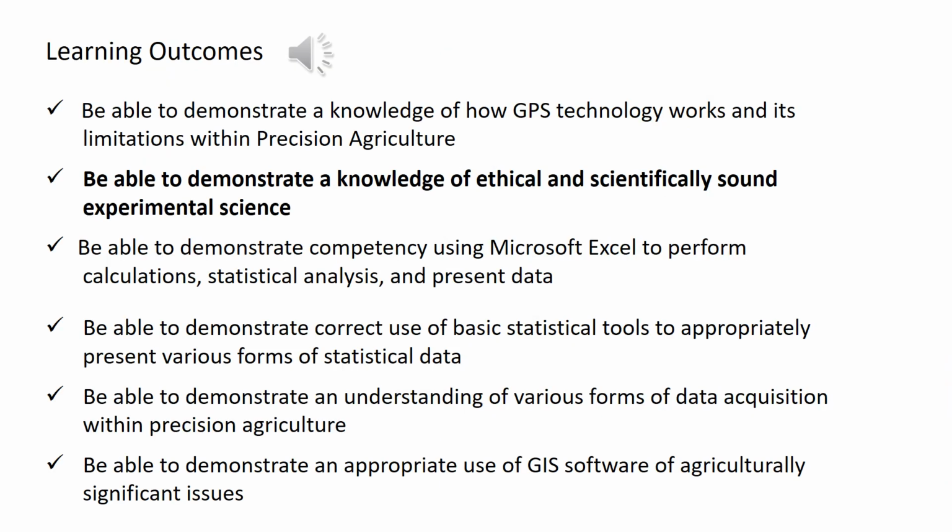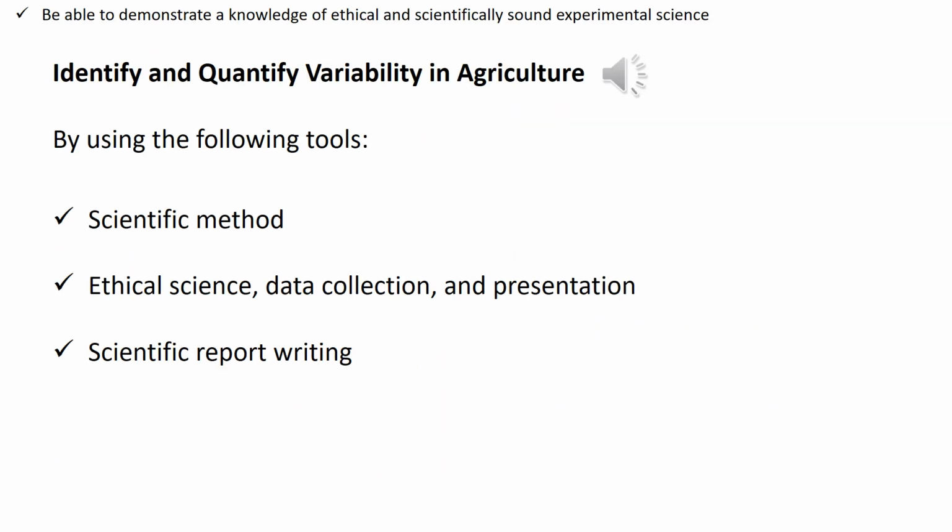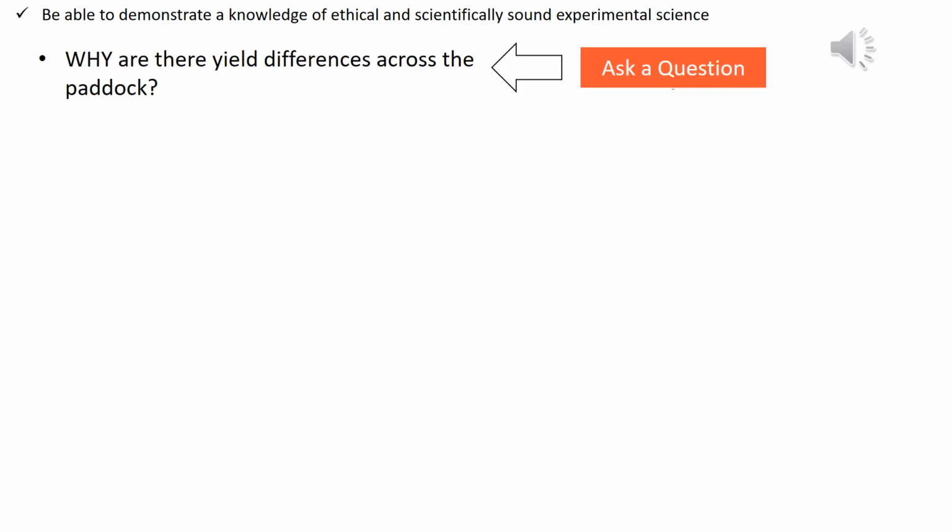This second presentation will address the second learning outcome and teach you how ethically and scientifically sound experimental science can be used to identify variability. In particular, this week's lecture will cover the scientific method, ethical science including data collection and presentation, and how to write a scientific report. The scientific method begins with asking a question.